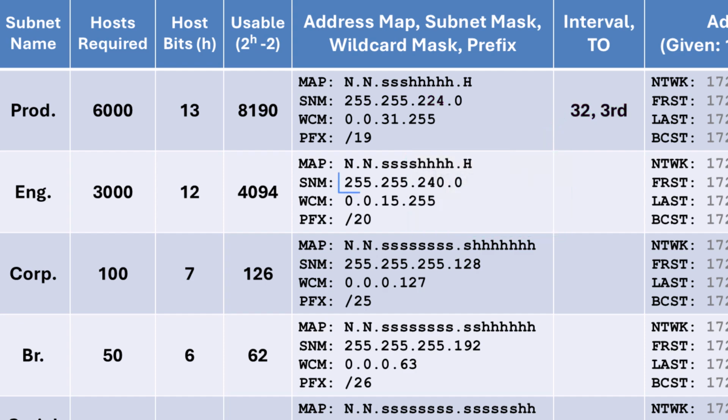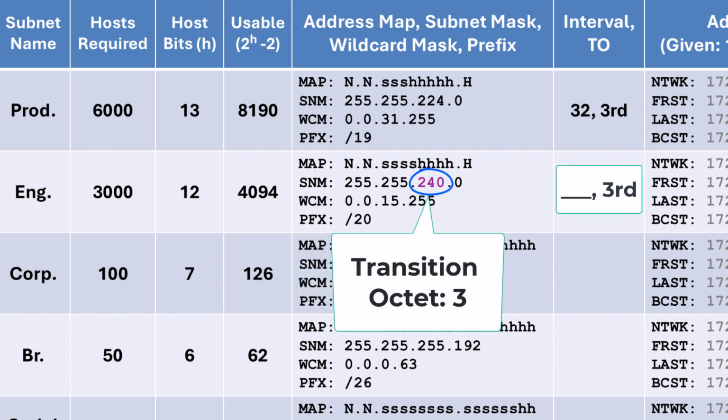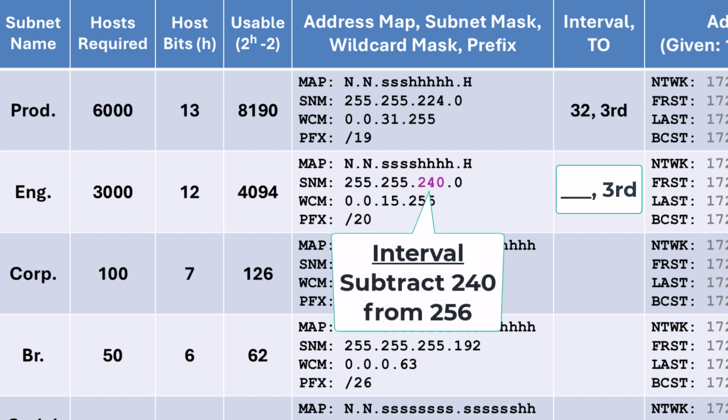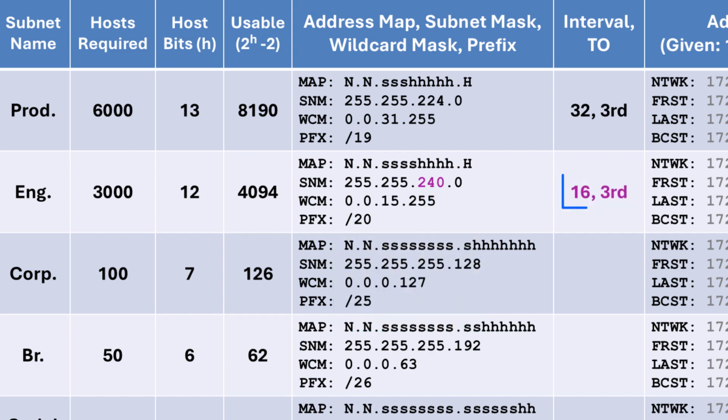Let's use the subnet mask method for the engineering subnet. The rightmost octet in the subnet mask that is not a 0 is octet 3. This is the transition octet. It has a value of 240. Subtracting 240 from 256 gives 16. In other words, 256 minus 240 equals 16. The interval is 16, and octet 3 is the transition octet.